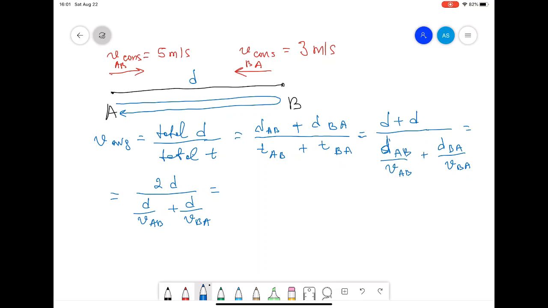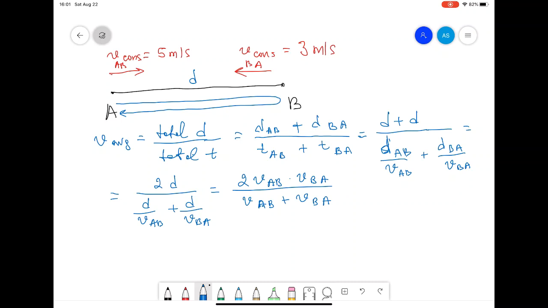Then if you do some calculation, finally you should get 2 V_AB multiplied by V_BA divided by V_AB plus V_BA. Okay, so then you just have to substitute the numbers and you should get the answer.